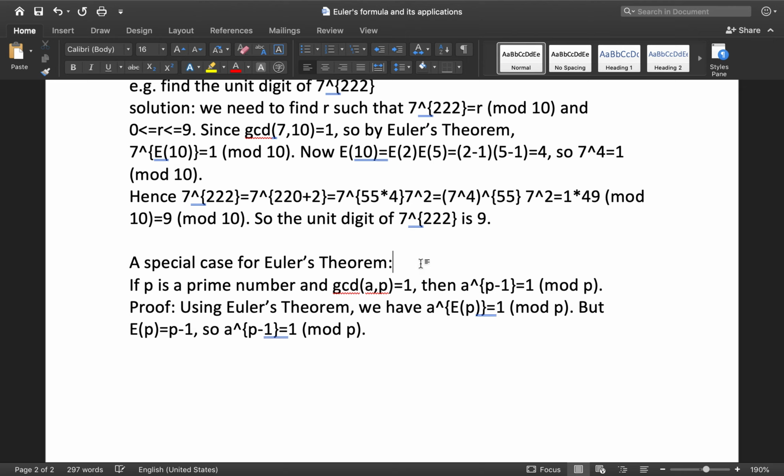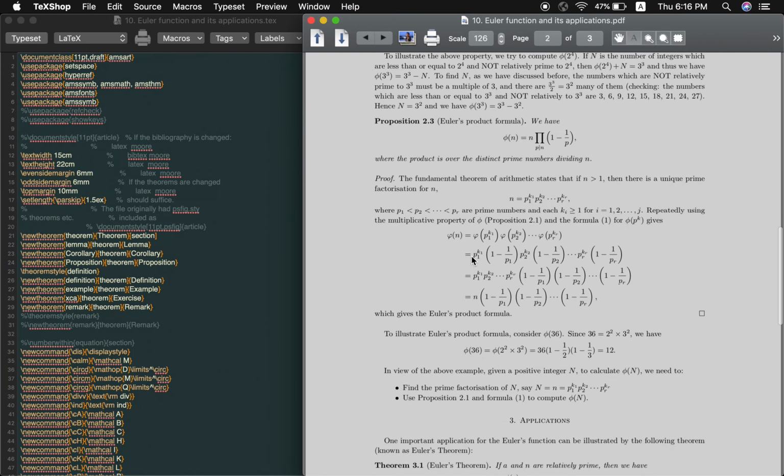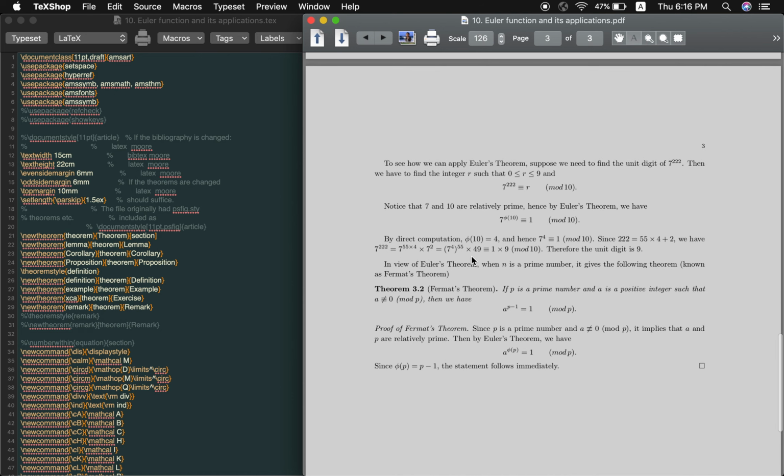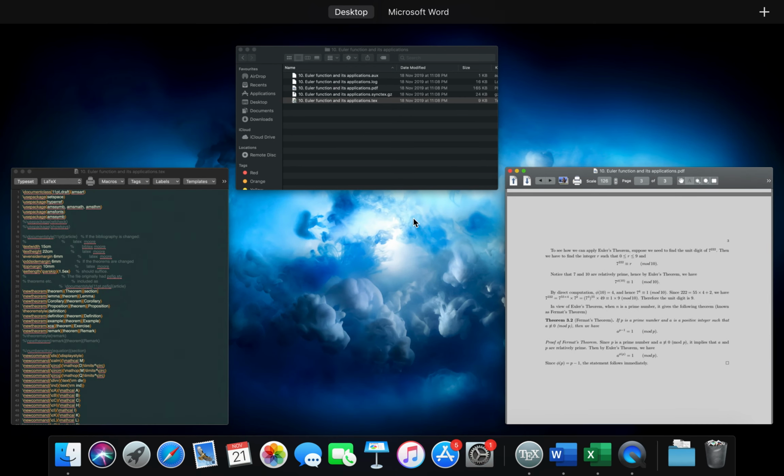And actually this is called Fermat's theorem. Even though it's a special case, in fact there's a name for this theorem. It's called Fermat's theorem. I think I have this in my notes as well, so you can also check it from the notes. It's exactly the same, but I just picked it to explain it here. So this is the application of the Euler's formula, or you can say Euler's function.